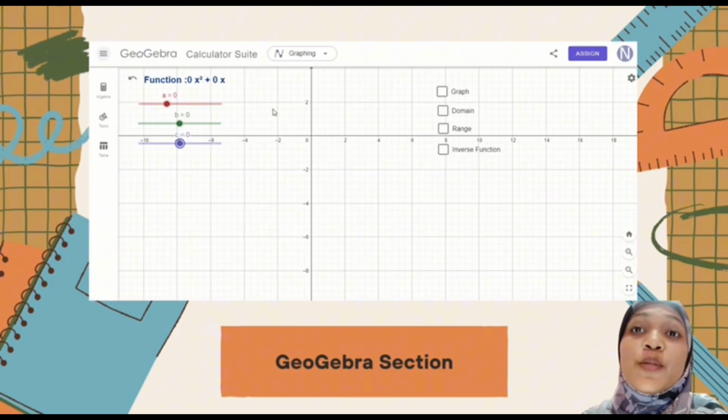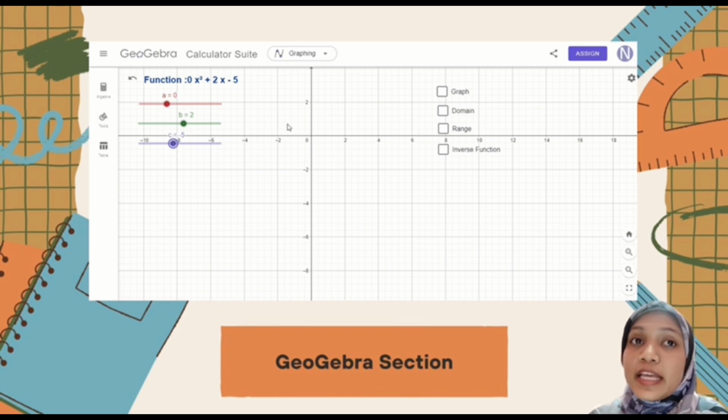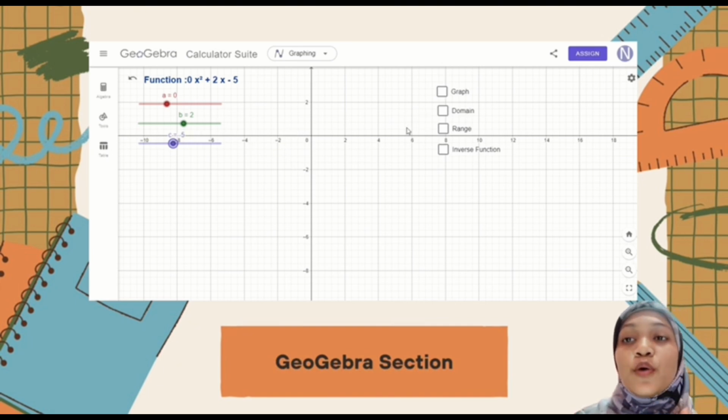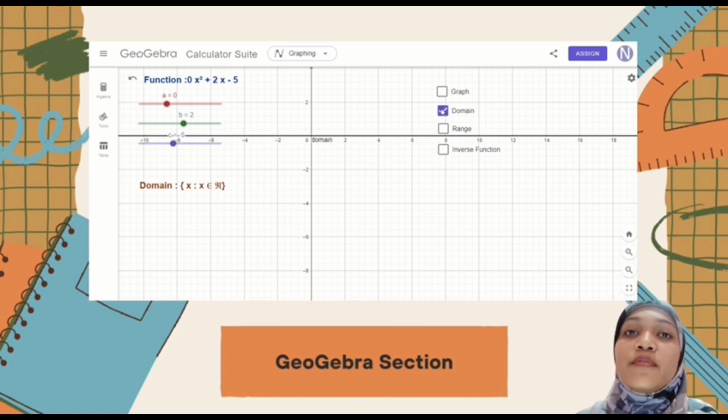For the first question, we know that it was 2x minus 5. So, we set it as 2x minus 5. And the first question was A, which is find domain and range. You should know the domain for linear, quadratic, and also polynomial is always any real number. So we know that the domain for this equation is any real number.